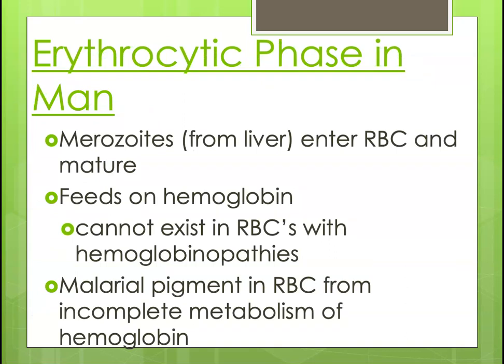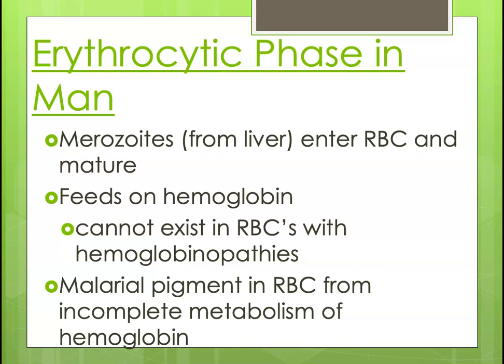So remember, the end of the exoerythrocytic phase was merozoites being released from liver cells. Those merozoites leave the liver cells, enter the bloodstream, and invade the RBCs. Then they go through maturation stages in the red cells. So this is the erythrocytic phase in man. Once it invades the RBCs, it feeds on hemoglobin.